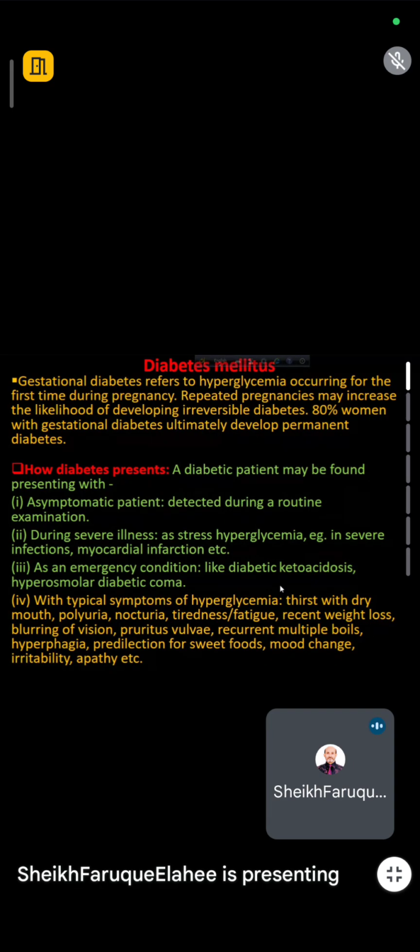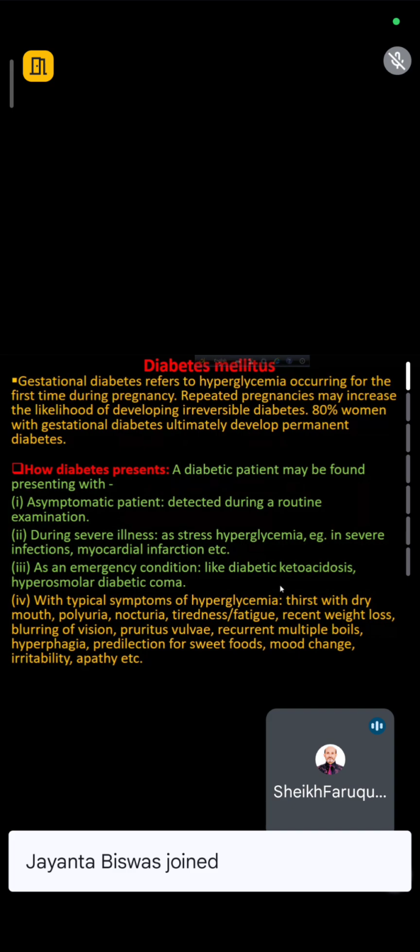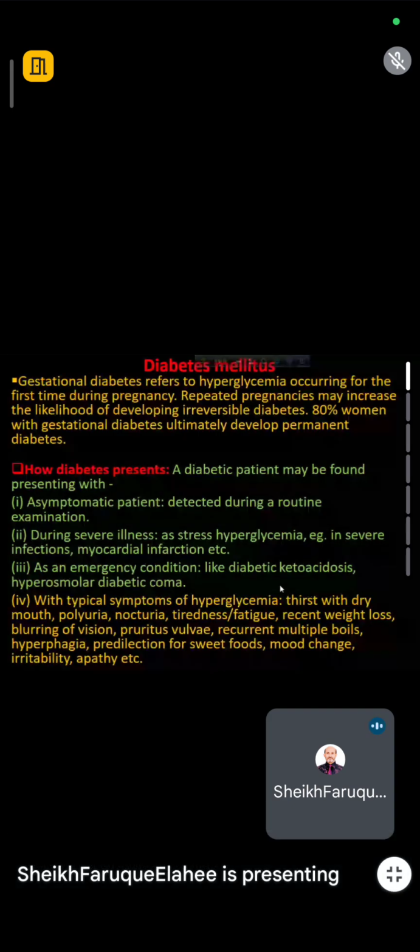Then pruritus vulvae. If a female has diabetes for a longer time, she will have itching in the vulva and vagina. If a female tells you that I always have itching in my vulva, maybe there is no leucorrhea, but there is itching in the vulva, you think that she may have diabetes. If a person says I have recurrent multiple boils, so many boils occur in my body every now and then, you must think that he may have diabetes.